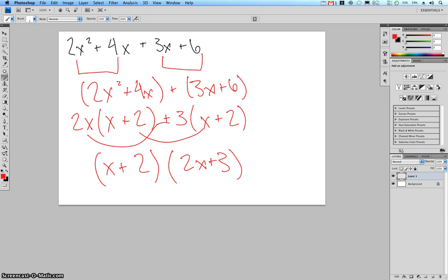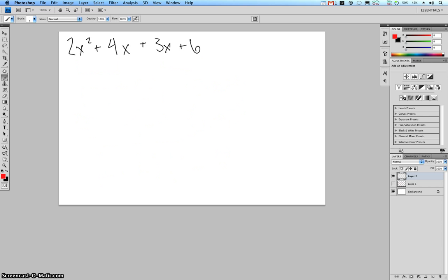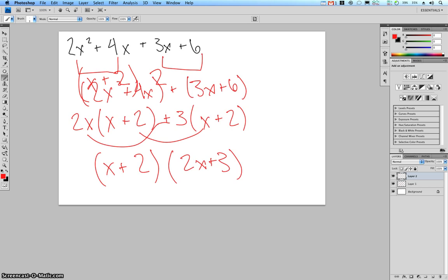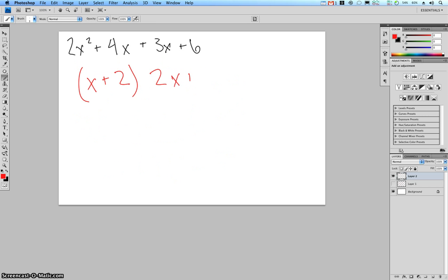And if you want to be sure, you can even check to make sure. x plus 2 times 2x plus 3. You can use the FOIL method to double check, and we all know that FOIL is, from our previous lesson, first, outer, inner, last.